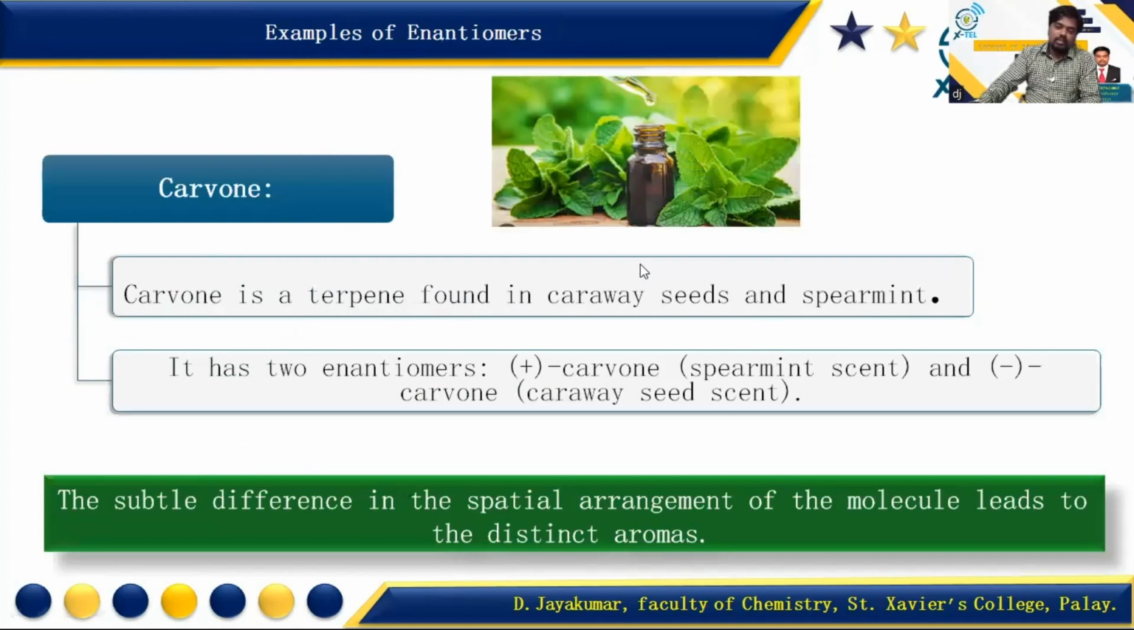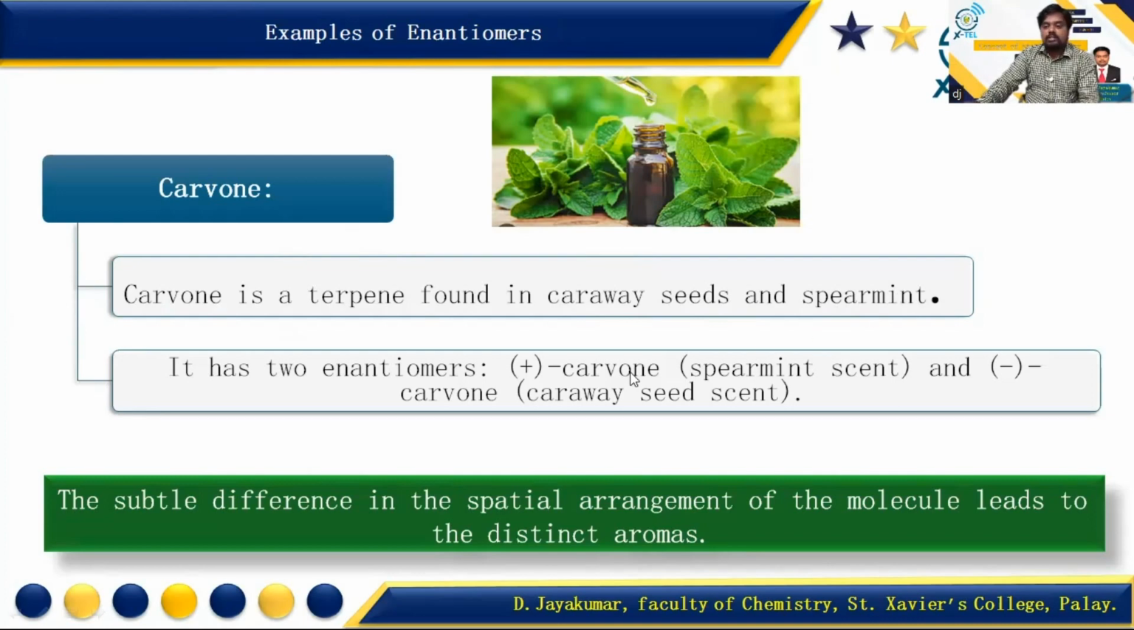Now we'll try with another example. The next example that we see is carvone. So what is this carvone? Carvone is a terpenoid, a terpene. And this molecule is present in large quantities in caraway seeds as well as in spearmint leaves.